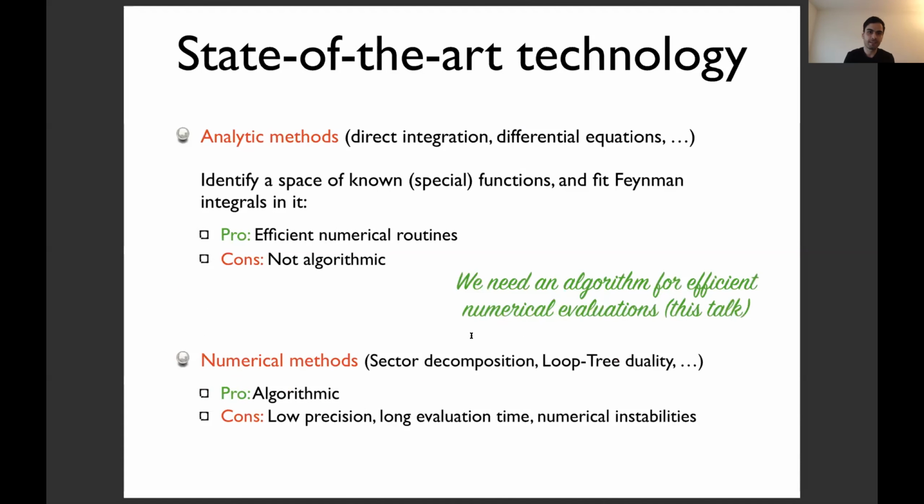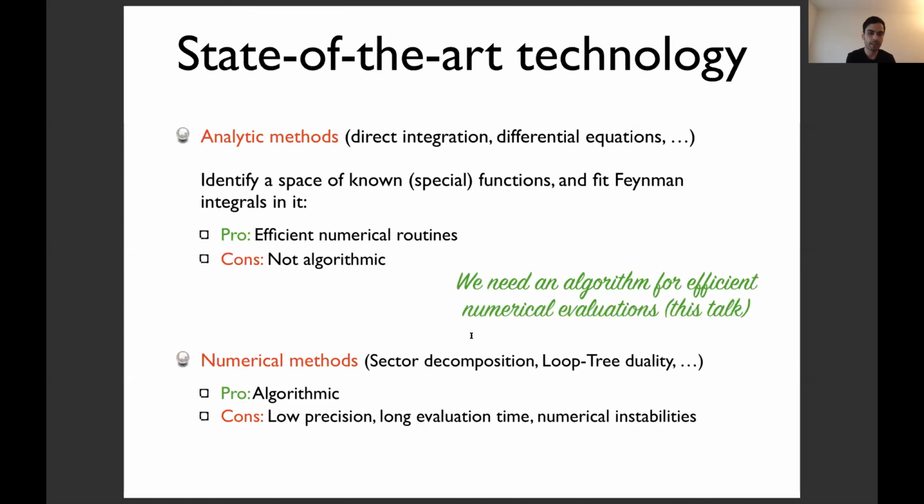All right, so let me first discuss what is the state-of-the-art technology that we have at our disposal to tackle this challenging problem. So mainly there are two approaches. The first one is the analytic approach. And the idea here is very simple. We first identify a space of special functions in general, which are well understood mathematically, and we try to express these integrals in terms of these functions. And there are several ways of obtaining this kind of results, for example, direct integration of Feynman parameters or the differential equations method.